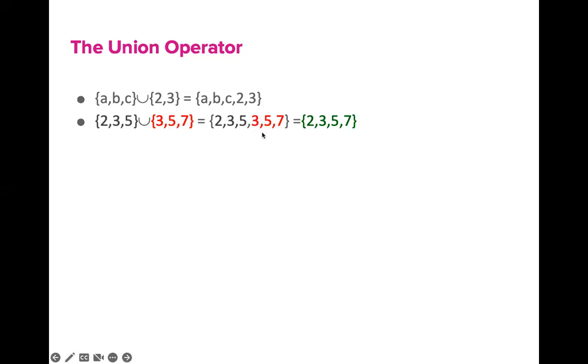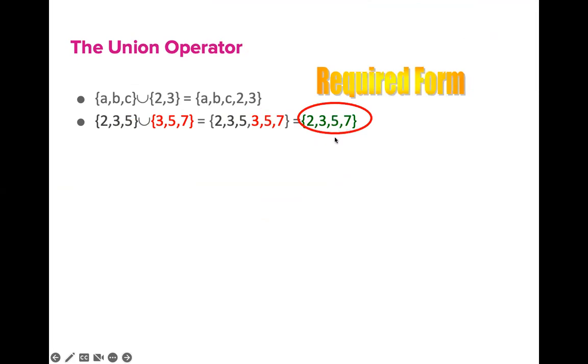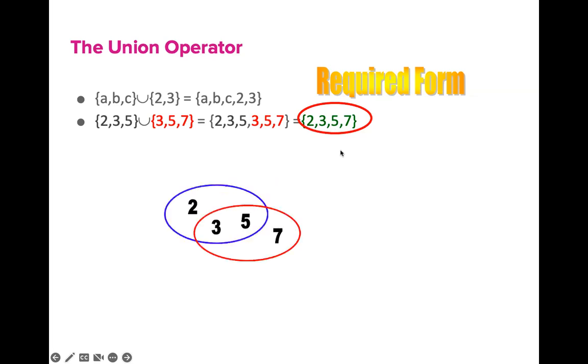Now, a property of a set is that it has distinct elements, okay? Or we should remove the duplicates. So this will be the required form: 2, 3, 5, 7. Okay, now we have removed the duplicates for 3 and 5.